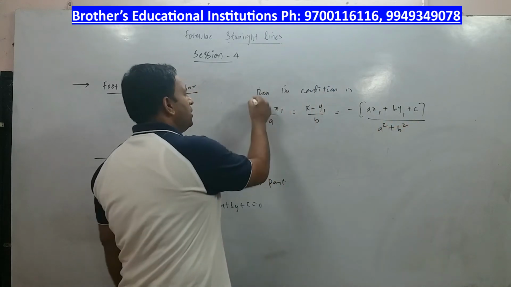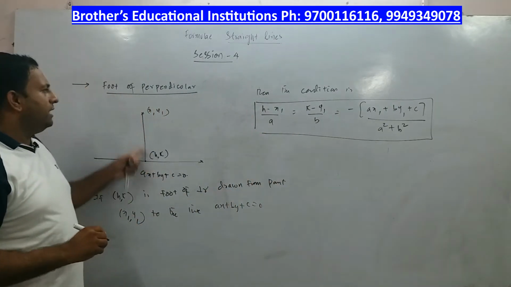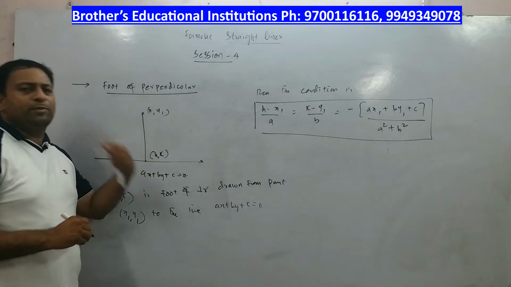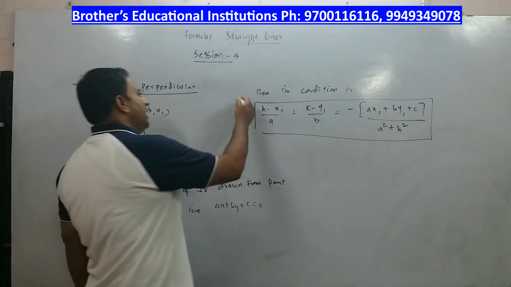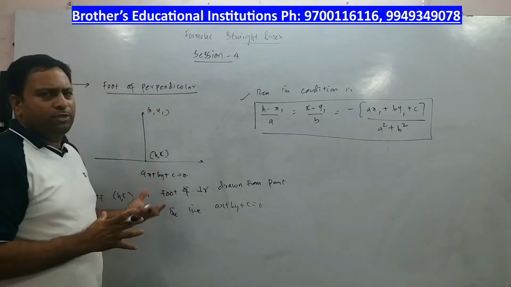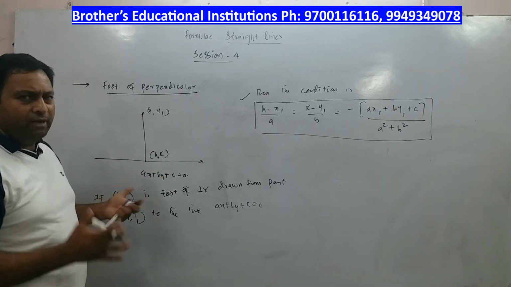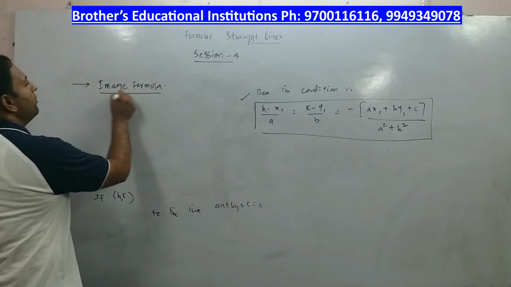Now this condition will be satisfied if h comma k is the foot of the perpendicular drawn from point x1, y1 on the line ax plus by plus c is equal to 0. In your regular class, this can be a theorem also, we can prove this theorem, but right now we are dealing with formulas, only the conceptual part we are going to handle. Meanwhile, you can pause the video and copy this, try to draw this figure, we'll go for the image formula. Yes, children, image formula.